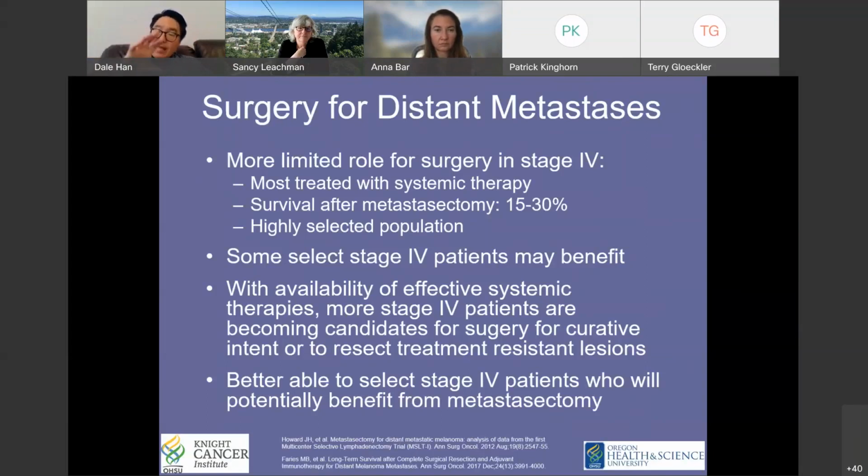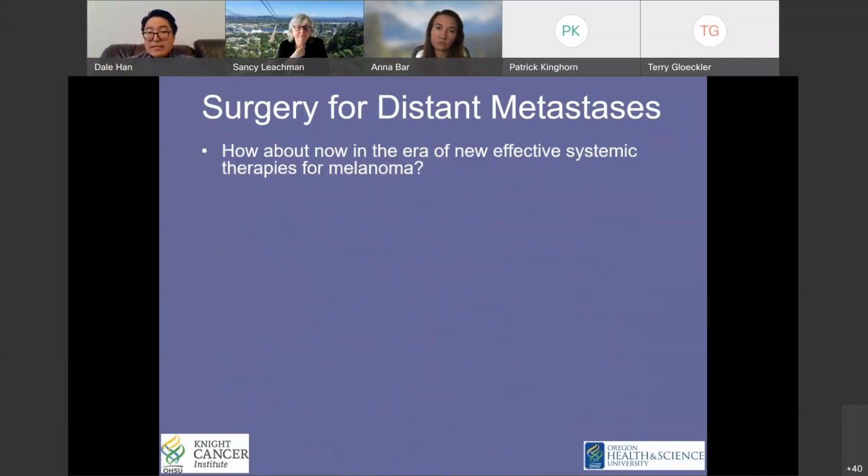Now, in this current era, which is different from what these other studies show, we have effective systemic therapies available, and therefore more stage 4 patients are becoming candidates for surgery with curative intent, meaning there are only a few sites of disease left that we can remove surgically, making them with no evidence of disease, or to resect what's known as treatment-resistant lesions. And more importantly, we're better able to select stage 4 patients who will potentially benefit from metastasectomy.